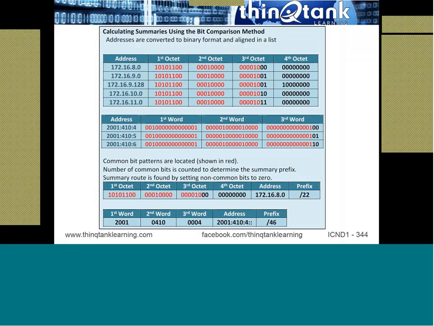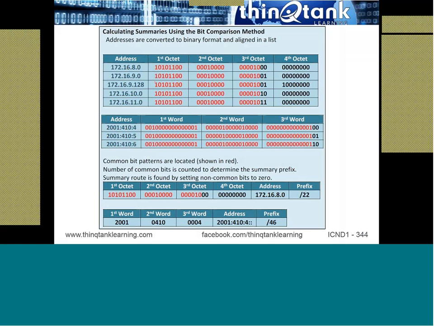All right. Here is a pretty picture to describe everything that we just did in Notepad. So if you want to reference it a little bit later on, the red bits, of course, are the common bits. The black bits are the bits that we don't care about, right? Those are my host portions.